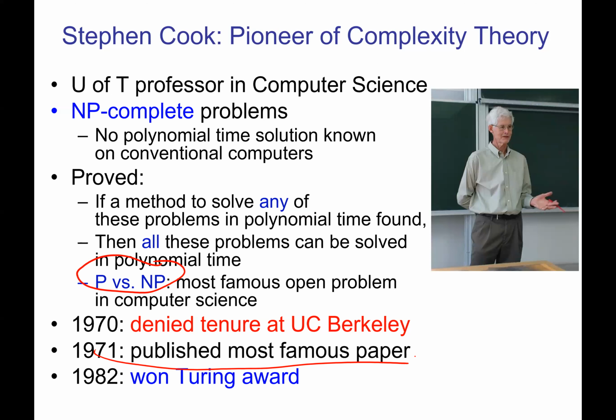So he was denied tenure at Berkeley. He came to U of T. So like, I still want to be a prof. I'm going to try again. Okay. And it went very well. Won computer science's Nobel Prize, basically.